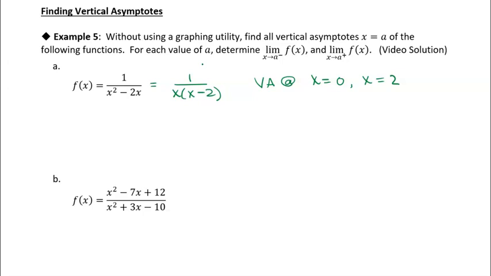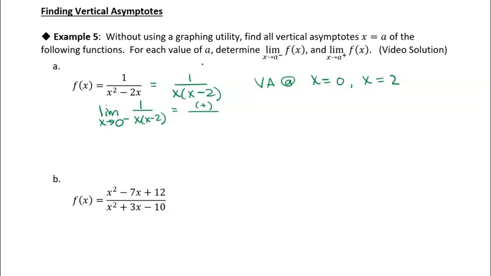Okay, so let's take the first vertical asymptote at 0, and I'm going to look at the limit as x approaches 0 from the left first. And I'm just going to go ahead and write this x times x minus 2. Okay, that's my function in factored form, because I think that will help me. Now, the numerator is always positive. Okay, so I know it's going to go to infinity. I just need to know if it's going to go to negative infinity or positive infinity. Right? The numerator is 1, and that's positive, so that's always positive.